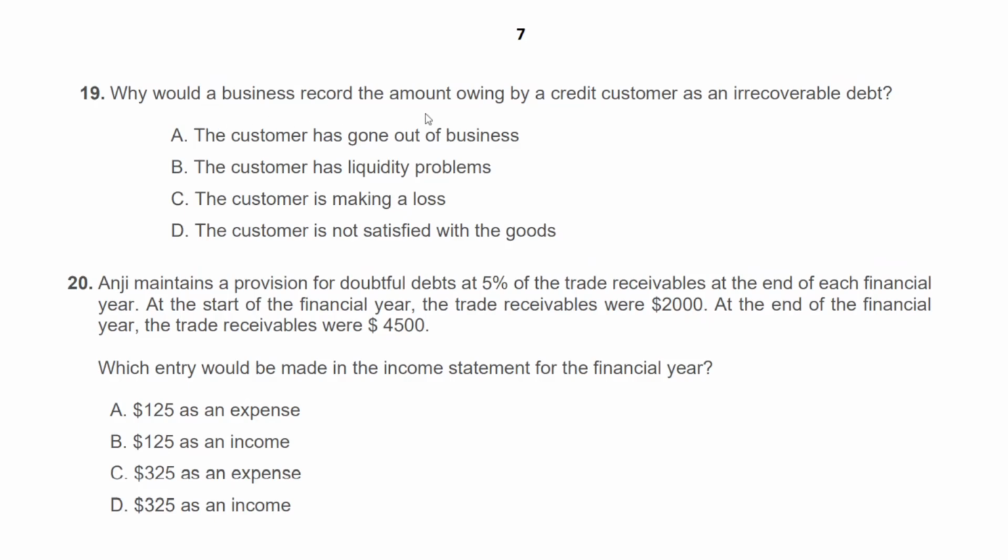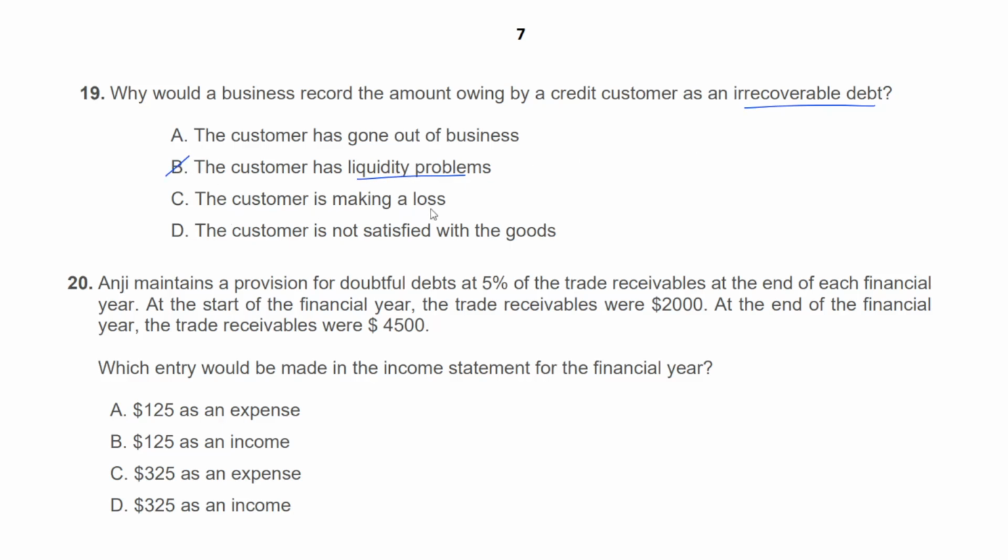Why would a business record the amount owing to credit customer as an irrecoverable debt? The customer has gone out of business. It's a possibility. The customer has liquidity problems. This is unlikely, because if they have some liquidity problems, we don't just forgive their debt. We try to still be persistent with demanding the payment.